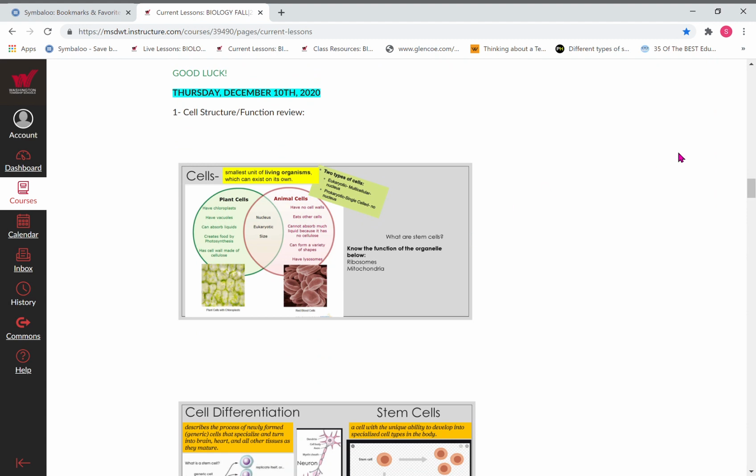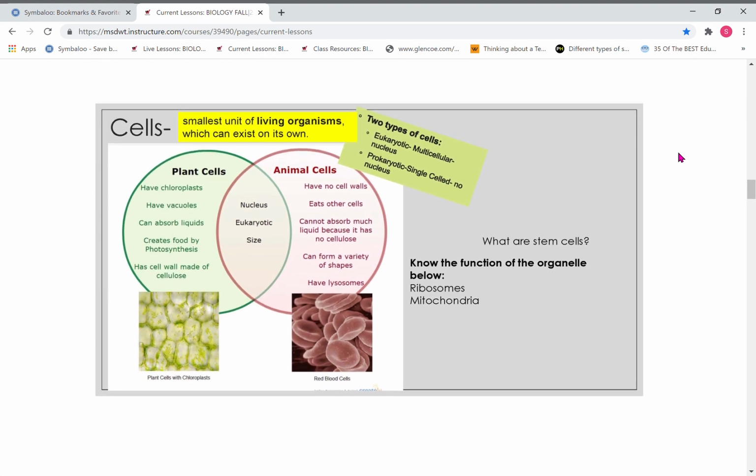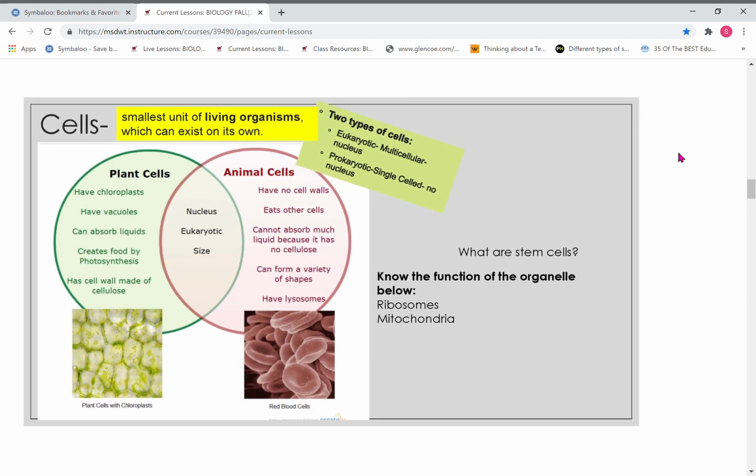Okay, so let's talk about what we have here. If you look at the first slide, we have the cell, the smallest unit of life. We have 2 types of cells, the eukaryotic cell and the prokaryotic cell. Eukaryotic cells are multicellular. It's talking about something like our cells, something you can see with your eyes. They have a space in the cell that's a nucleus. Inside that nucleus is DNA.